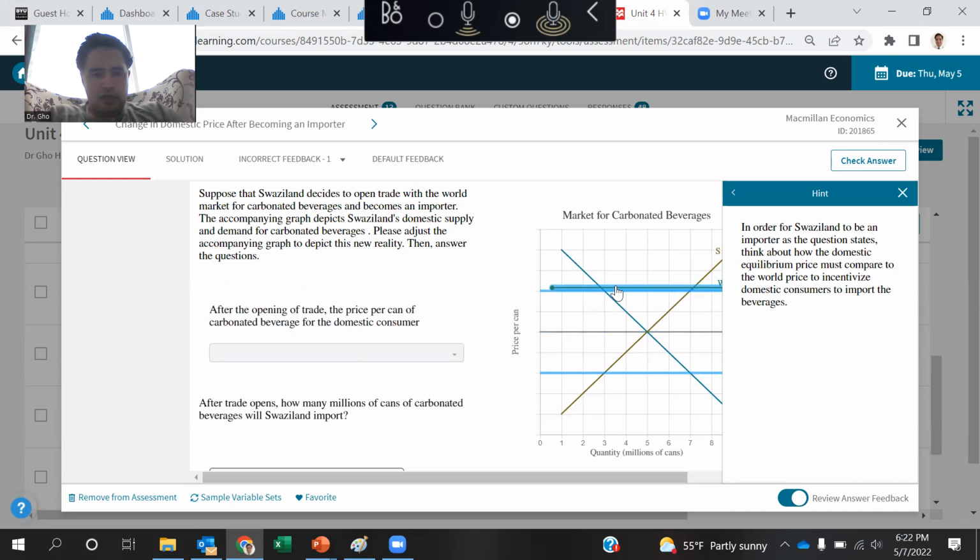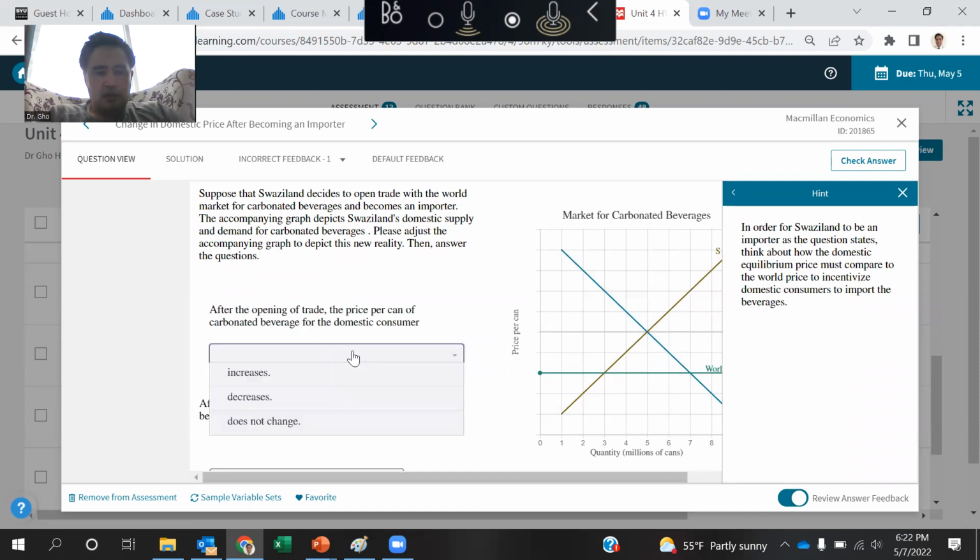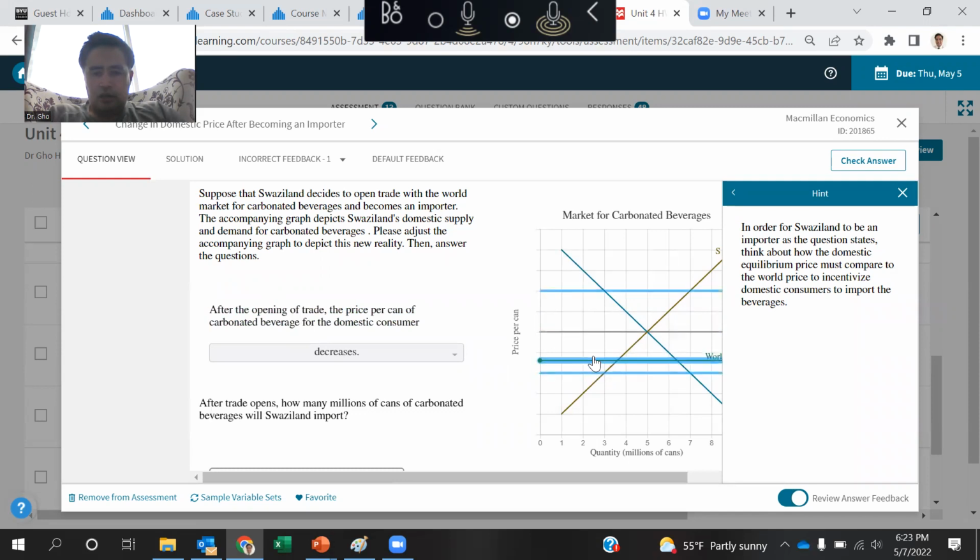If the question said they're going to become an exporter, we'd push it up somewhere in there. But because it says they're importing, that is going to lower the price. They'll be pulling in suppliers from outside of Swaziland. And so that gives us the new equilibrium. After the opening of the trade, the price per can of carbonated beverages will decrease. That's lower than it initially was, but now it's at that point. But there's a lower price.